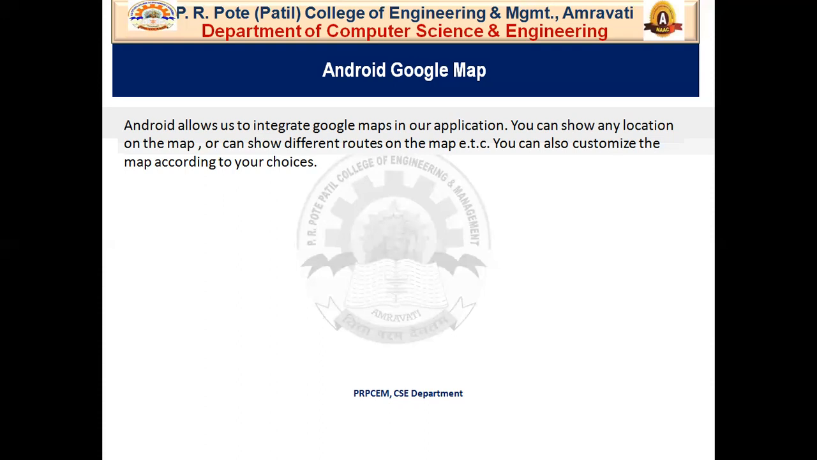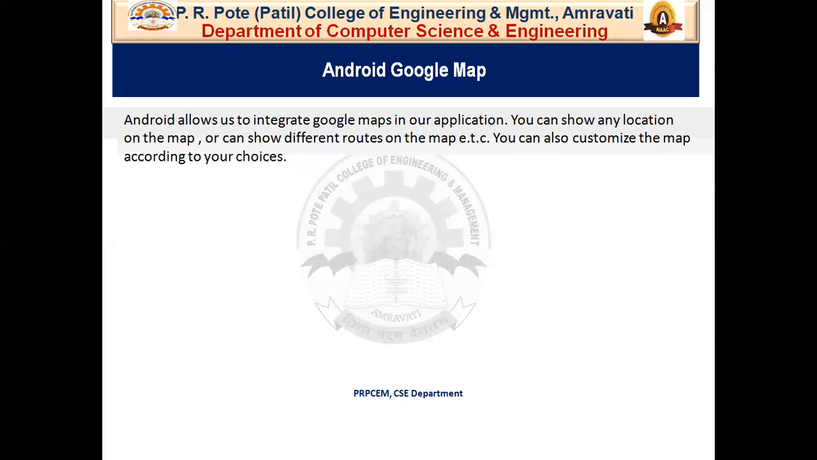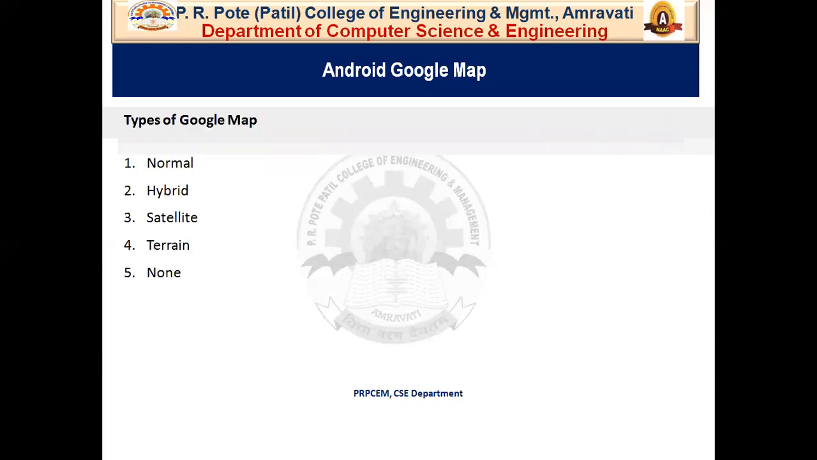Now let's see the different types of Google Maps which are available. So there are 5 different types of Google Maps. First one is normal, second one is hybrid, third satellite, fourth terrain, and fifth one is none. So let's discuss all these 5 types one by one.